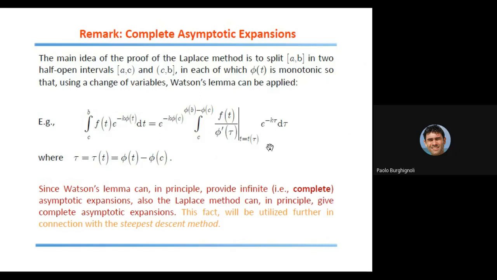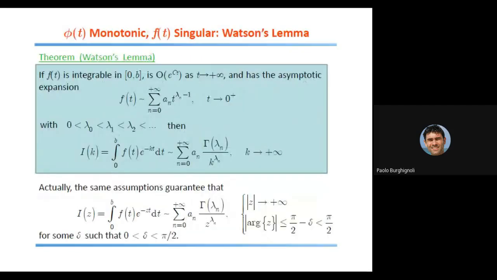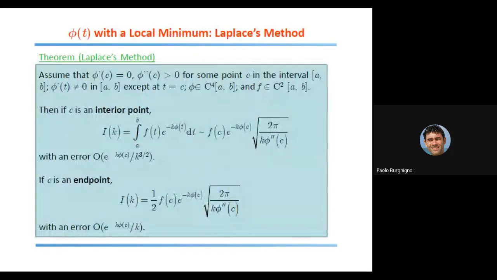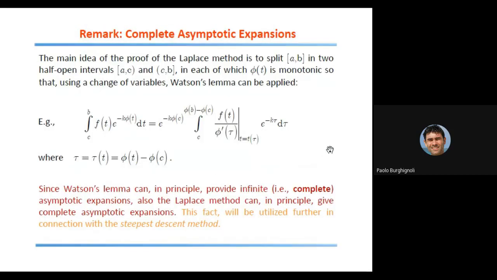Now, Watson's lemma is powerful because, let us take it again, if you know the complete asymptotic expansion of the integrand close to the origin, then you get the complete asymptotic expansion of the integral when the parameter is large. So Watson's lemma basically gives you a route to determining a complete asymptotic expansion. So not only the lowest order terms, but in principle also all the other terms. And an application of this will be seen in the next lesson when we will apply Watson's lemma to proving the so-called steepest descent method.